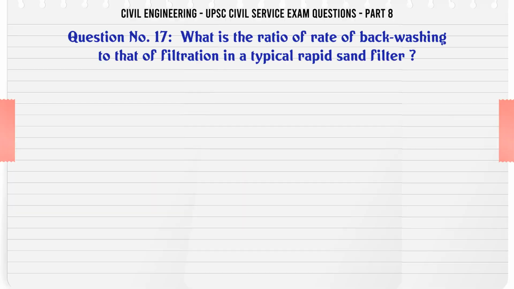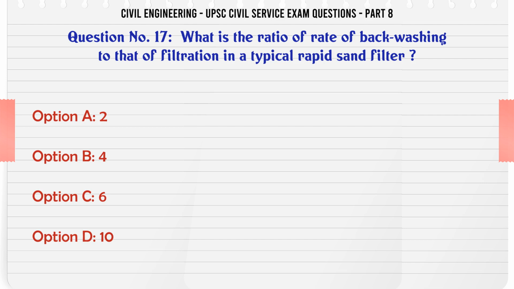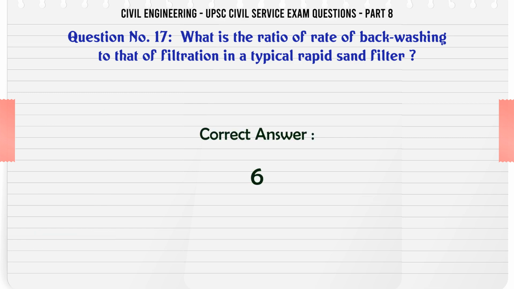What is the ratio of rate of backwashing to that of filtration in a typical rapid sand filter? A: 2, B: 4, C: 6, D: 10. The correct answer is 6.